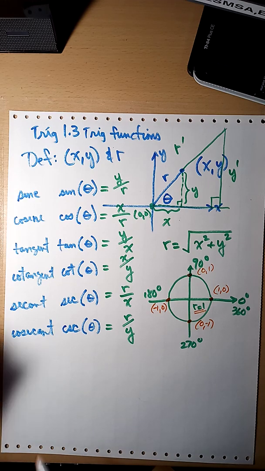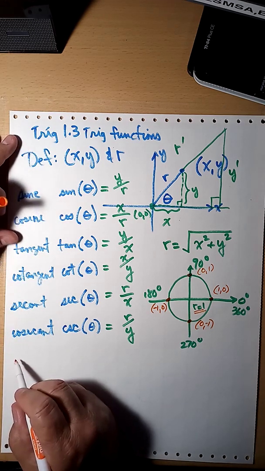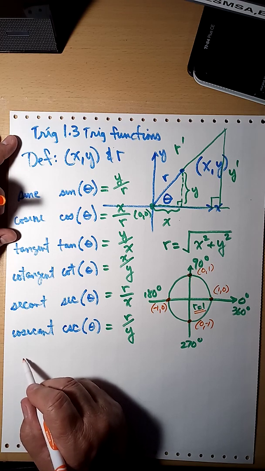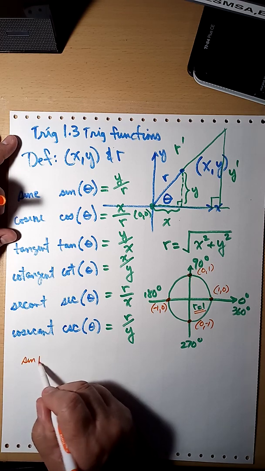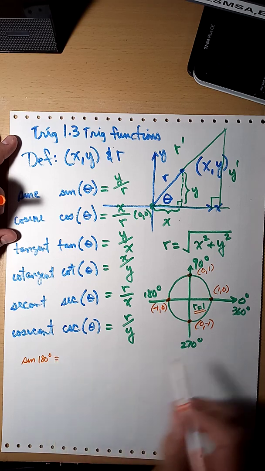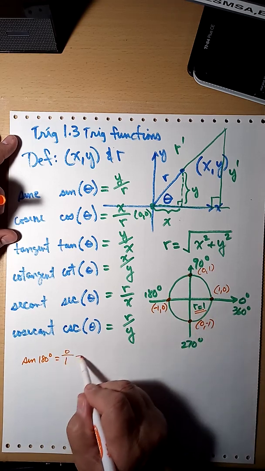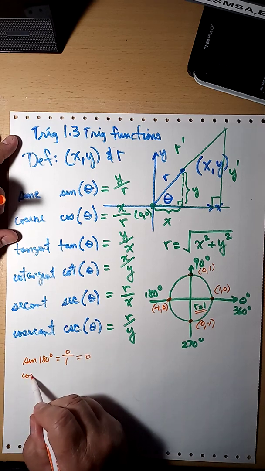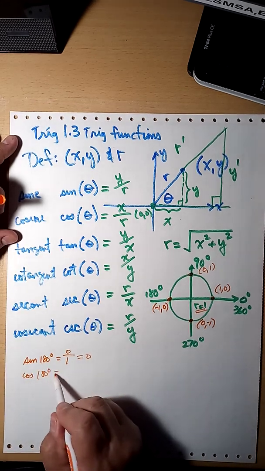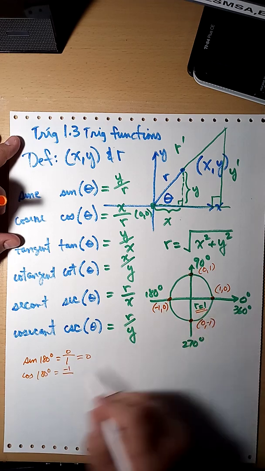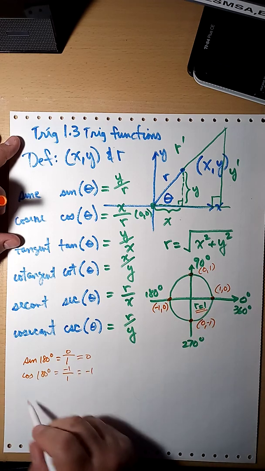So let's write those down. Let's look at 180 degrees. What is the sine of 180 degrees? It's y, 0, over r, 1, or 0. The cosine of 180 degrees. It's x, negative 1, over r, 1, or negative 1.